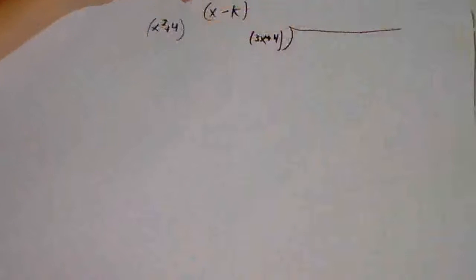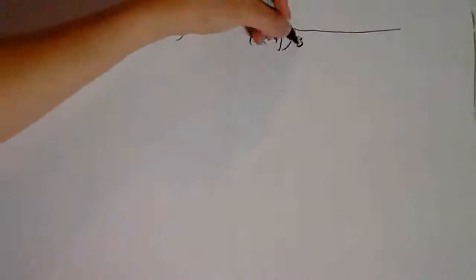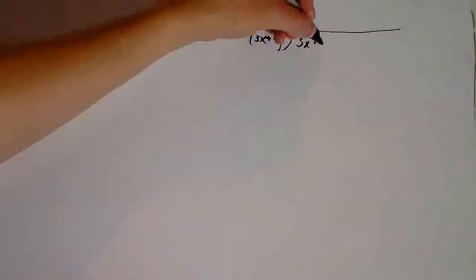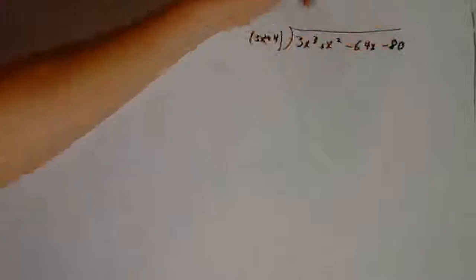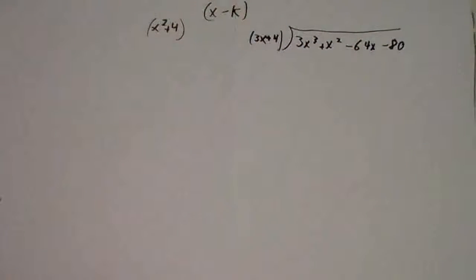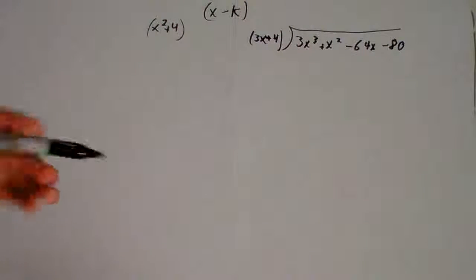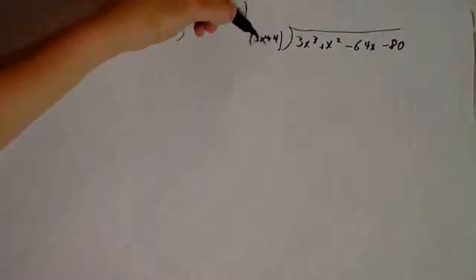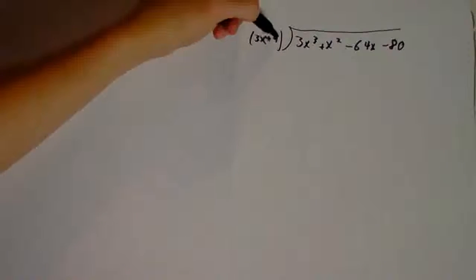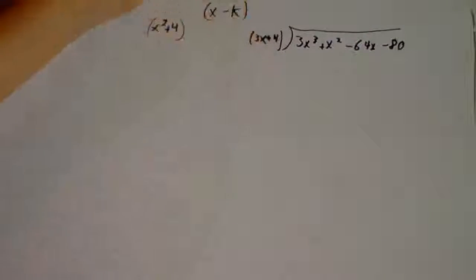Suppose I'm asked to divide 3x cubed plus x squared minus 64x minus 80 by this. And I specifically chose a polynomial that would divide evenly because I like to have a remainder of 0, and I'm sure you do too. So suppose I wanted to do that. Well, because this is a 3x here, I can't just go ahead and make this negative 4 and use synthetic division just like old times.